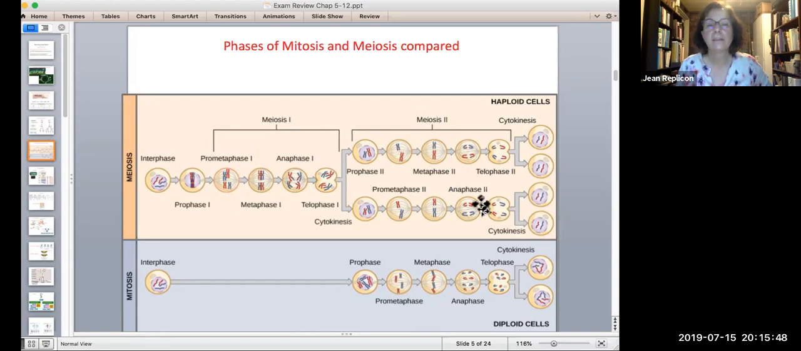So it's 2 rounds of cell division. Only one time was the DNA duplicated. That was at the beginning. So that's why we go from diploid to haploid, and then we stay haploid. There's not another round of duplication of the DNA.